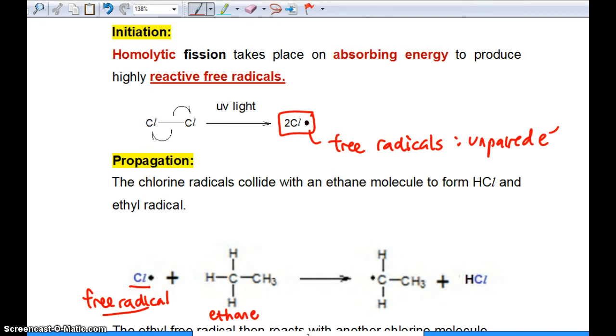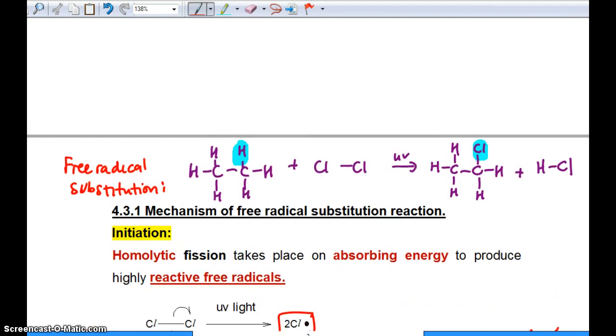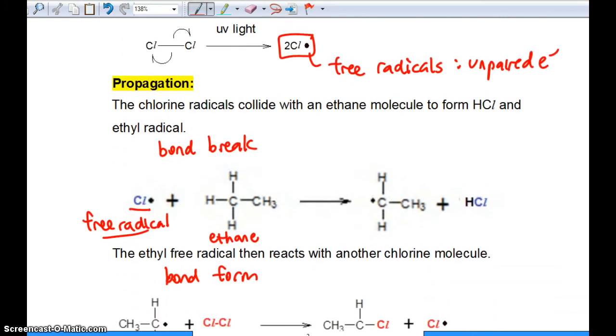So what happens in propagation is that propagation consists of two steps. We can broadly classify them as bond breaking and bond forming. What do we mean by this? If you look at the overall equation for the free radical substitution of ethane, the C-H bond is breaking, and you are basically forming a bond, the C-Cl bond. So in propagation, this is what happens.